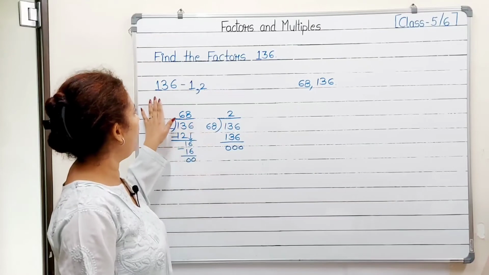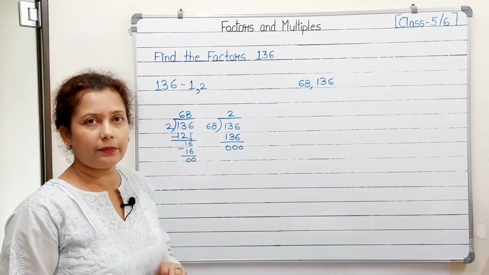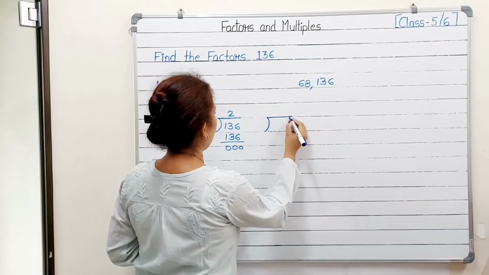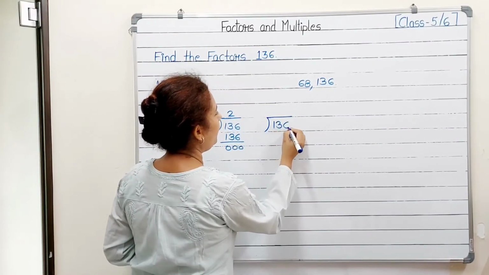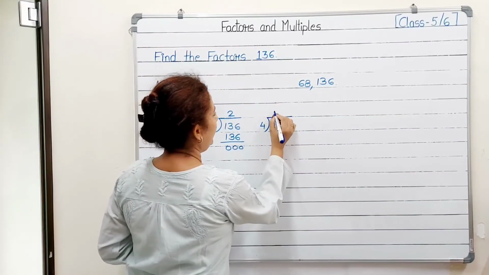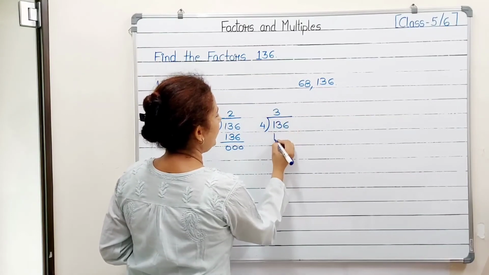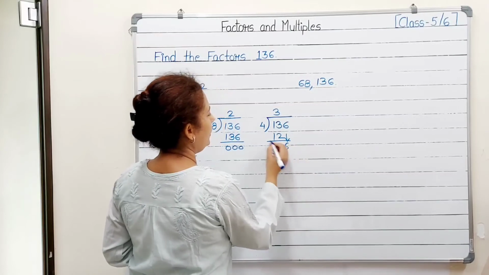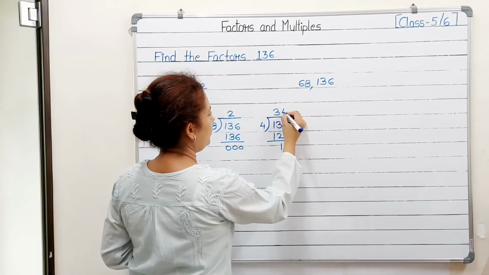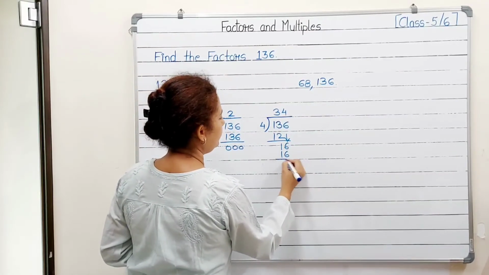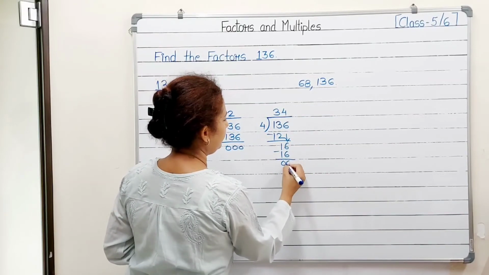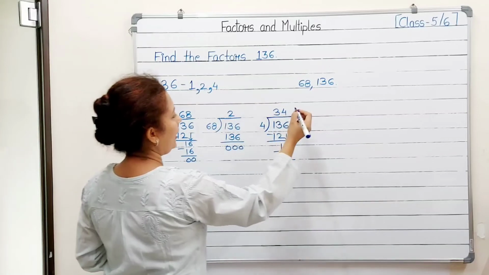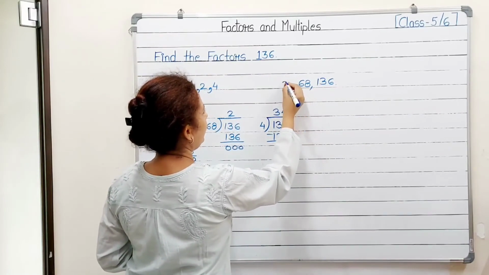So here 136 is not divisible by 3. It is directly divisible by 4, so we will divide it by 4. 4 into 3 is 12. So here 4 into 4 is 16. So we will write 4 and 34.